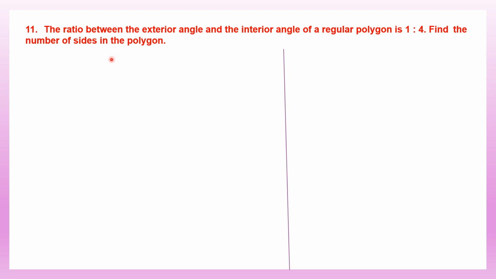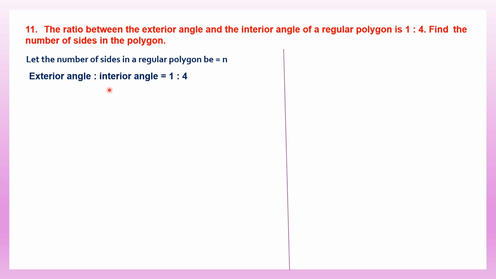So first let's start by saying let the number of sides be n. And let's make use of this that is given to us. So exterior angle is to interior angle is 1:4. This is already given to us in the question.